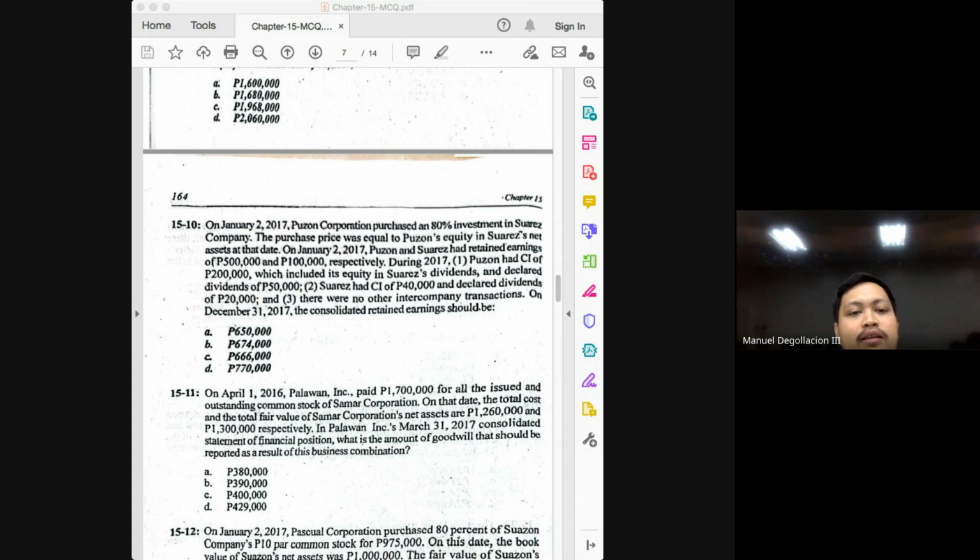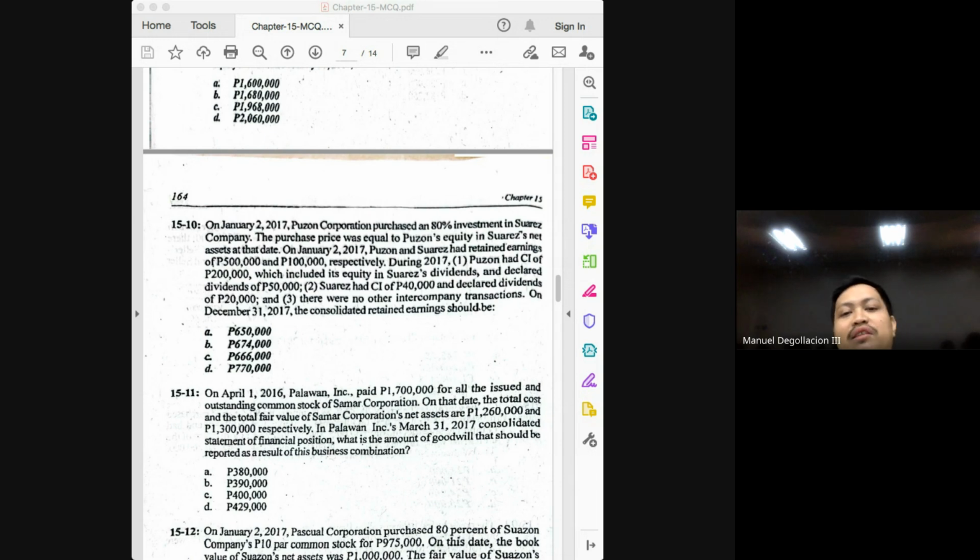Okay, and that is the beginning balance of 500 plus how much was the income attributable to the parent, class? 216. How much dividends were declared by the parent? How much? 50,000. So 500 plus 216 minus 50 will give you how much? 666,000. And that would be the answer.